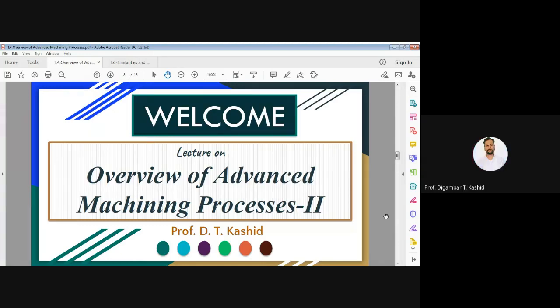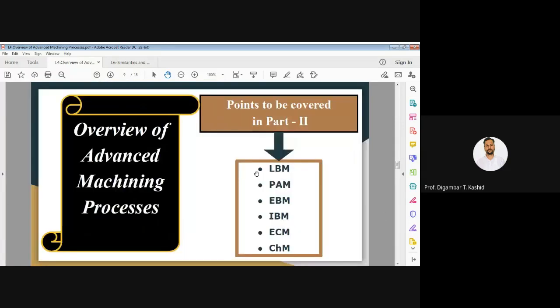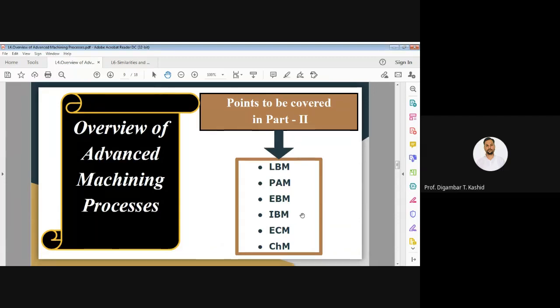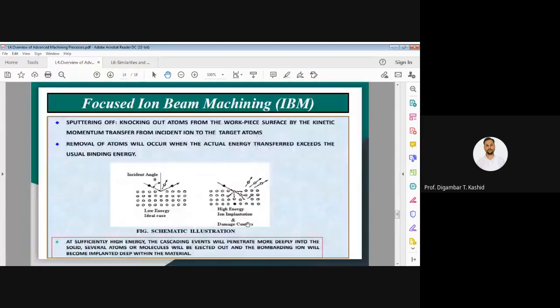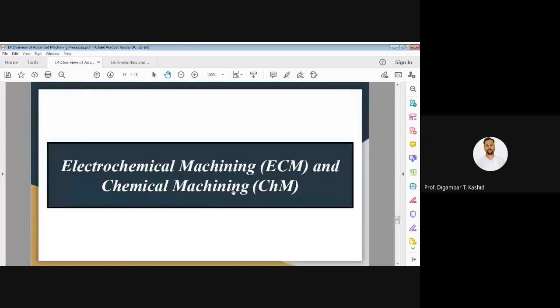In continuation with our last lecture regarding the overview of advanced machining processes, today we will discuss the remaining advanced machining processes. Yesterday we covered laser beam machining, plasma arc machining, electron beam machining, and focused ion beam machining. Today we will start with electrochemical machining and chemical machining.